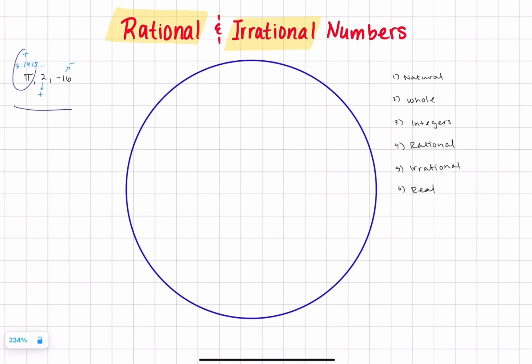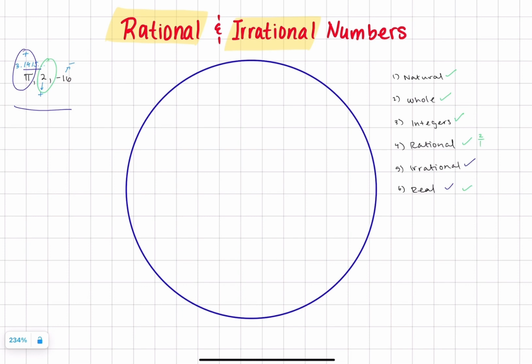So the number pi is a real number. It is irrational because it goes on forever without a pattern. It is not rational because it goes on forever without a pattern. It is not an integer, whole number, or natural number because it includes decimal places. So going on to our second number, which is the number 2. So 2 is a real number. It is rational because it can be written as 2 over 1. It is an integer because no decimal places, and it is a positive number. It is a whole number, and it is a natural number.